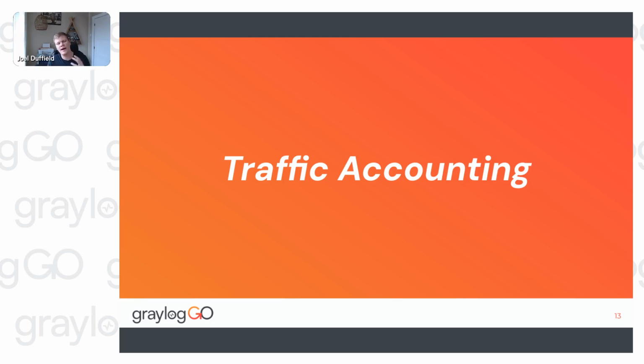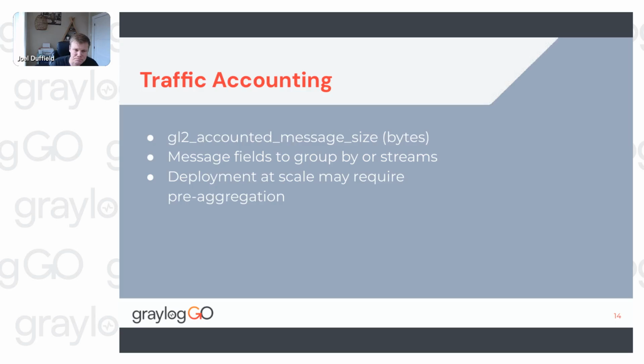So to charge back, show back, whatever you want to call it, whatever you need to do with it. How can we go about doing this in Graylog? Well, luckily, there's some built-in ways already that we can use to collect this data. There is a very handy field which is attached to every single message called GL2_accounted_message_size.